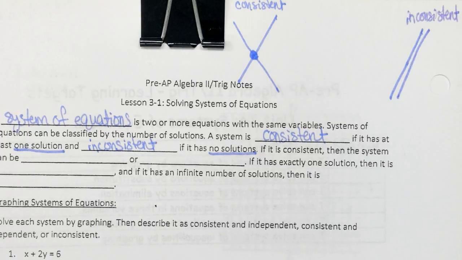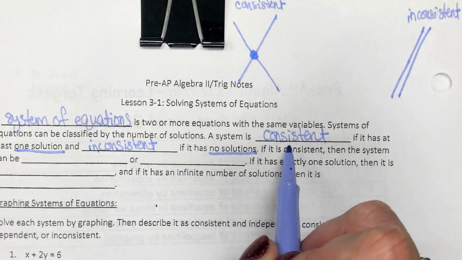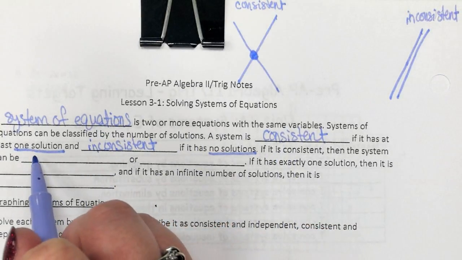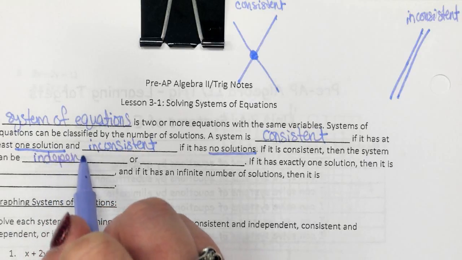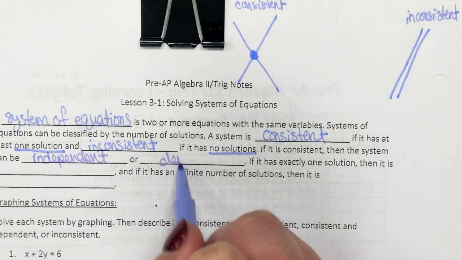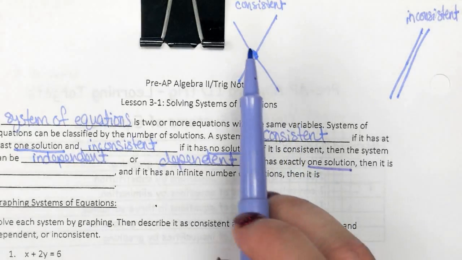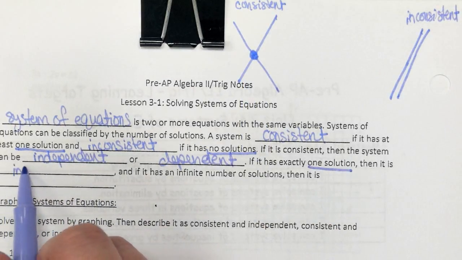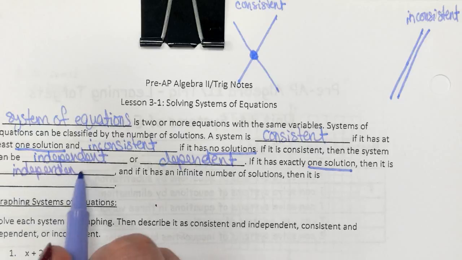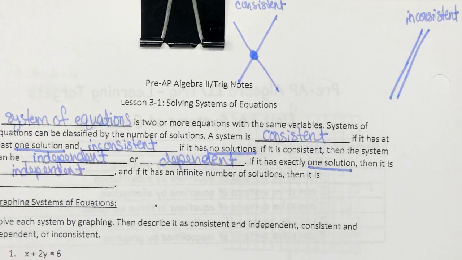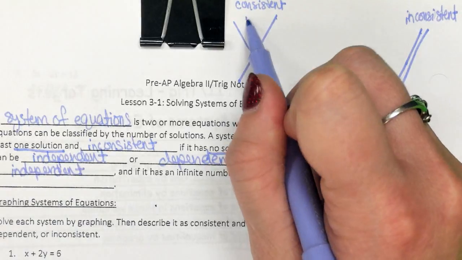So do you remember when we did functions, and we called it a function, and then we had to call it one-to-one or onto? Remember when we did that? So it's the same thing with these guys. If we call it consistent, we've either got to call it independent or dependent. And if we keep reading, it says if it has exactly one solution, like this first graph that we did, then we call it independent. So let's go to our little picture, and if it has one solution, we're going to call it consistent and independent.